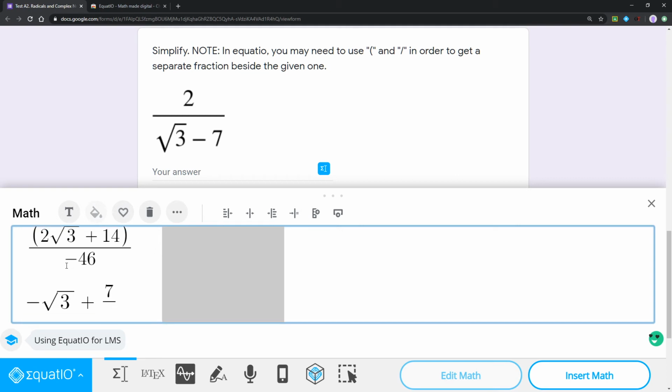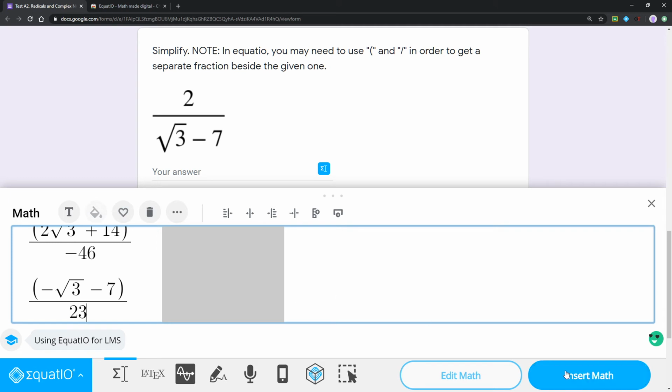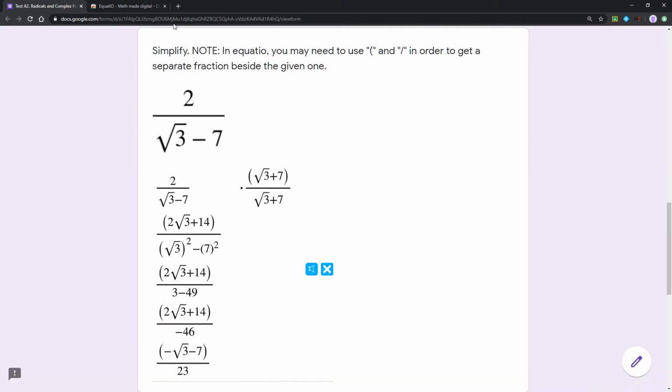Hit divide. Not doing the thing I want, so I do parentheses divide. And I already made another mistake. This is a minus 7, because I had to opposite everybody. And now the denominator is positive, and I'm dividing this 46 by 2 as well, so everything not in a radical had to be divided, and I get 23. And now I hit insert math, and yeah, it's long. It might take a minute to load.